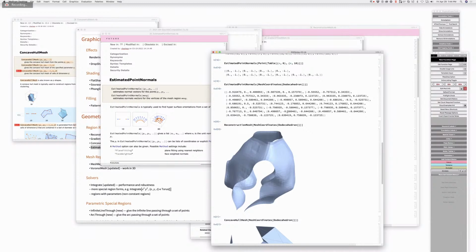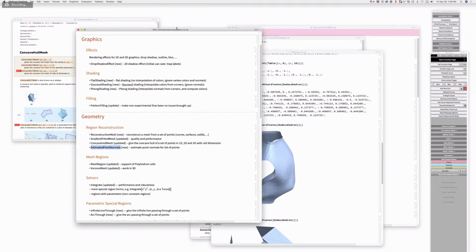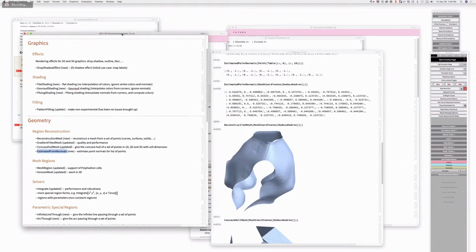I mean, it'd be interesting to know what some use cases are, whether that's something we should be thinking about as an extension to this estimated point normals feature. It would be interesting to hear from that user what uses he or she had in mind. All right, let's move on. But that's interesting and at least a good WFR possibility.